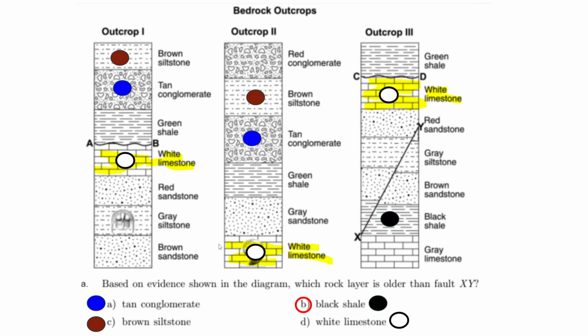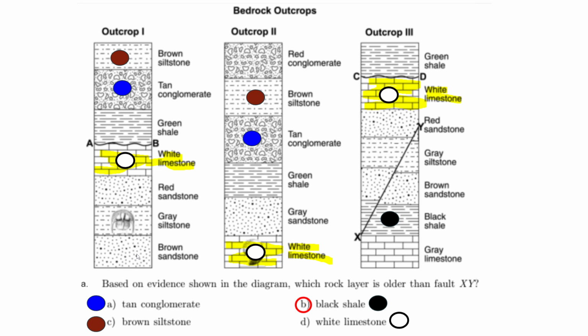What do you find most in common between all three outcrops? And once you do that, you can start to find a pattern between all three outcrops. So what I recommend is first start from the bottom and go up. And as you go up, try to find a layer in common between all three outcrops or most outcrops.